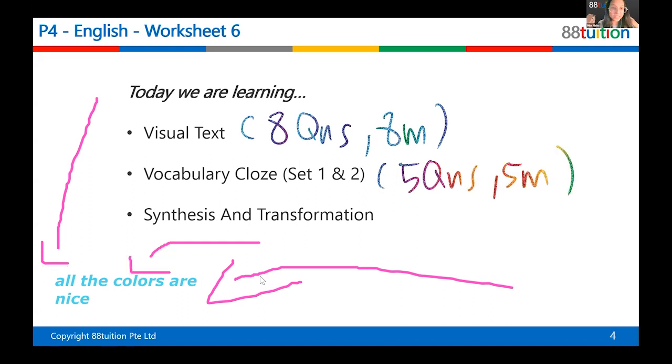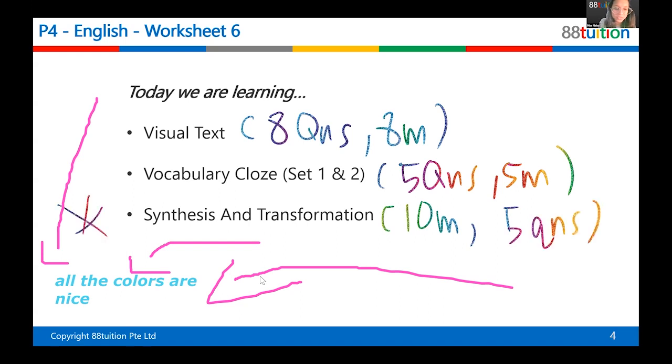And of course, synthesis and transformation, everyone's favorite. It is 10 marks, and it's 5 questions, so each question is 2 marks. So this is the one that is very tricky because each of them is 2 marks. Okay, so pay attention to this.